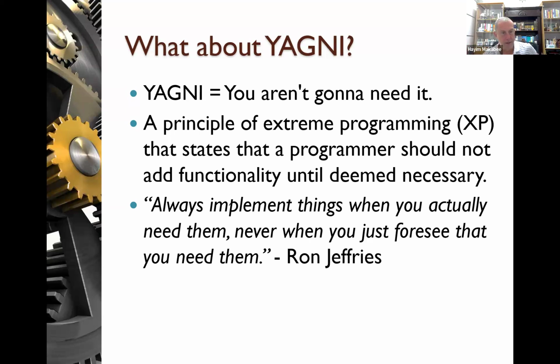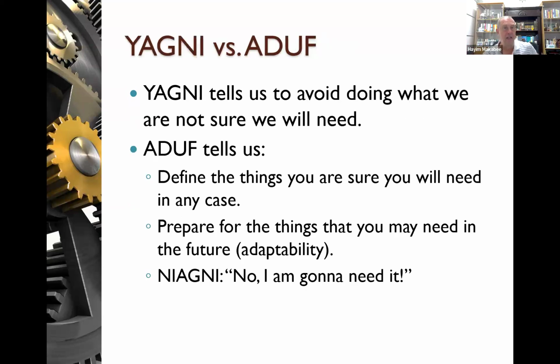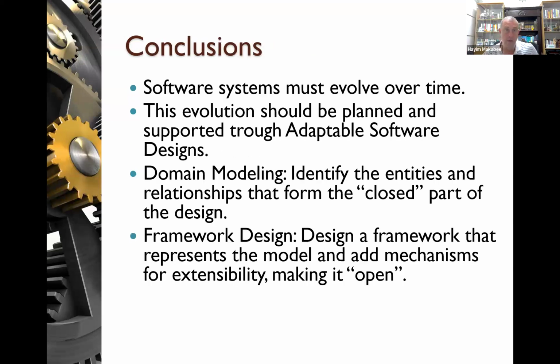Okay? And then I say, YAGNI tells us to avoid doing what we are not sure we'll need. And Adaptable Design Up Front tells us, define the things you are sure you'll need and prepare for the things that you may need. You need to prepare for the things that you may need. And then say, I'm going to need it. I know I need it because I have been there before.